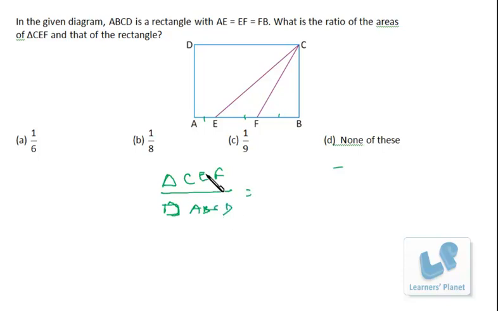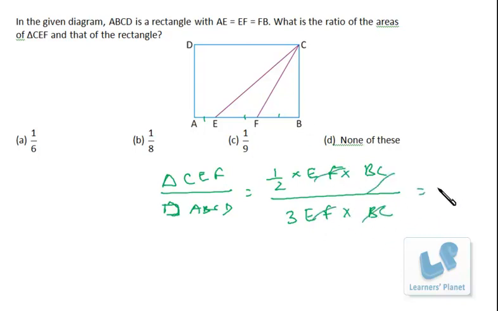Okay, so what is the area of the triangle? That is half base into altitude. Base is EF and altitude is BC. What is the area of rectangle ABCD? That is AB into CD. Okay, now AB is what? It is 3 times EF, because AE is equal to EF is equal to FB. So AB will be 3 times EF. So 3 times EF into BC. Okay, so we got the ratio as 1:6.